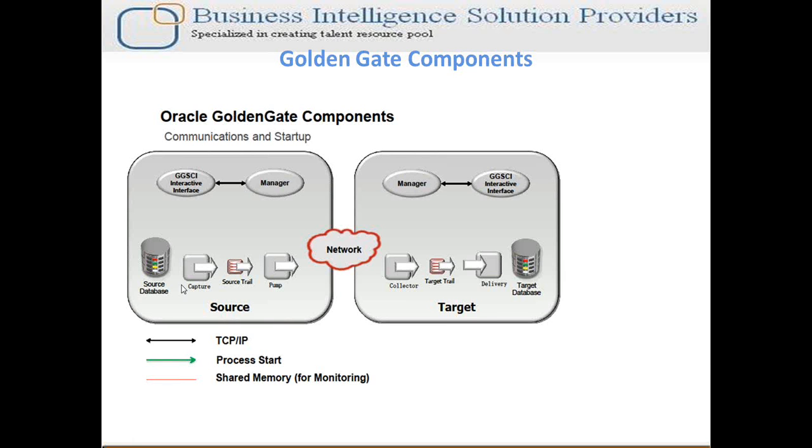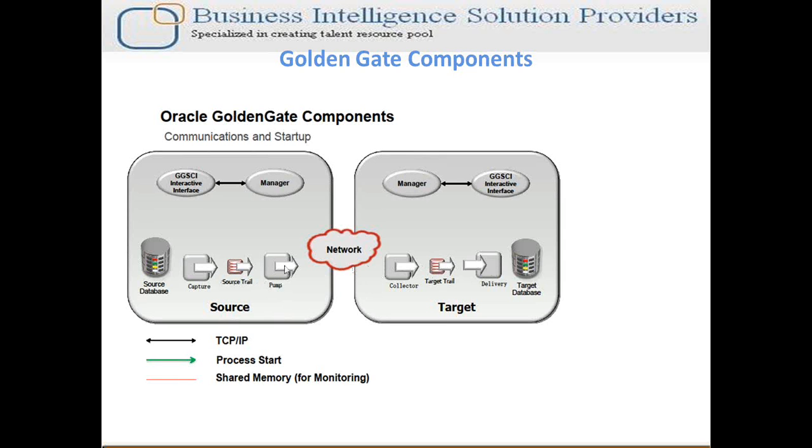A process reads the changes and writes them into a file. This file is known as the trail file. You can see that Capture reads from the source and writes to a trail file. Fine. So there are two processes on the source and two processes on the target: Capture and Pump on the source, and Collector and Delivery on the target.